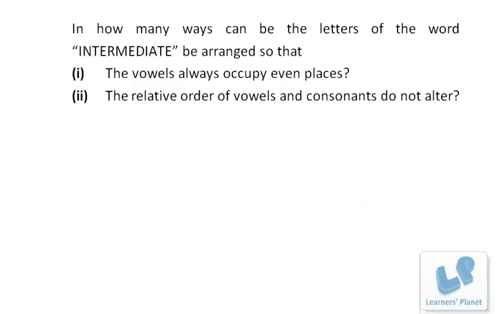Now friends, let's see this question. In how many ways can the letters of the word intermediate be arranged so that the vowels always occupy even places? Now first of all, let's calculate the number of letters in this. It's 1, 2, 3, 4, 5, 6, 7, 8, 9, 10, 11, 12. 12 letters are there.